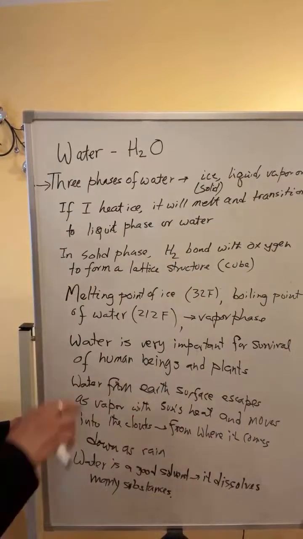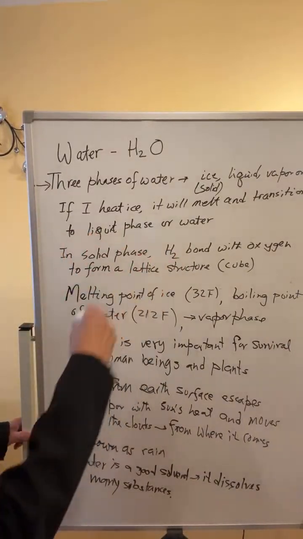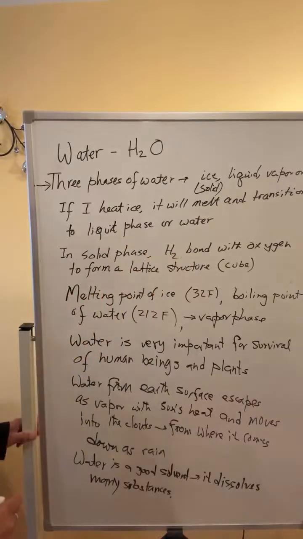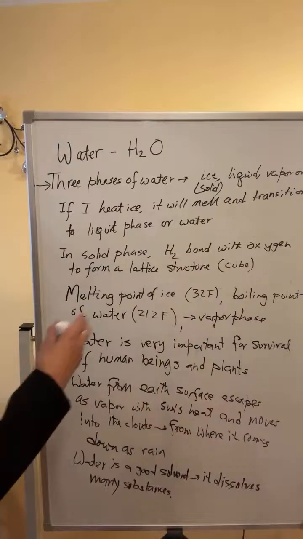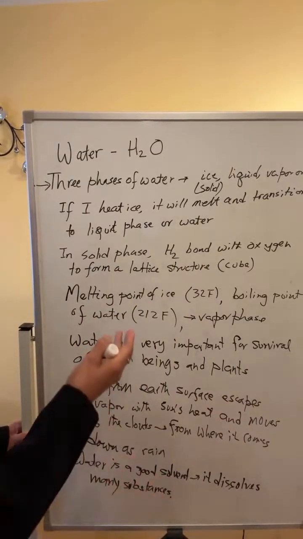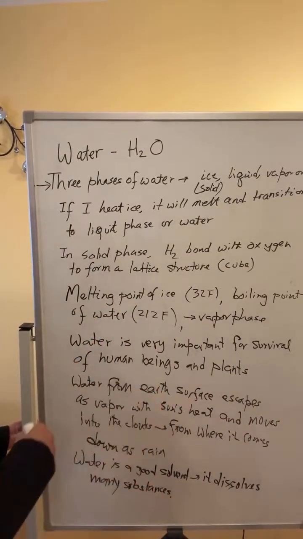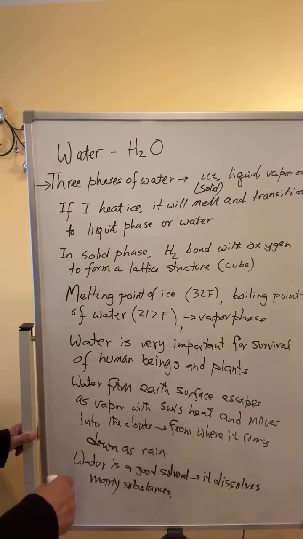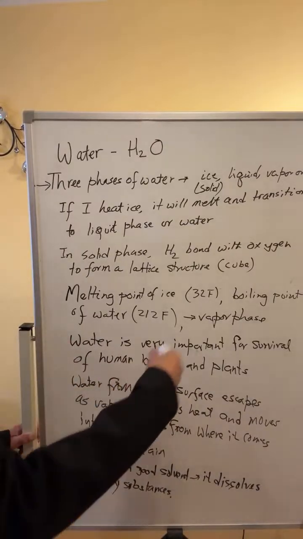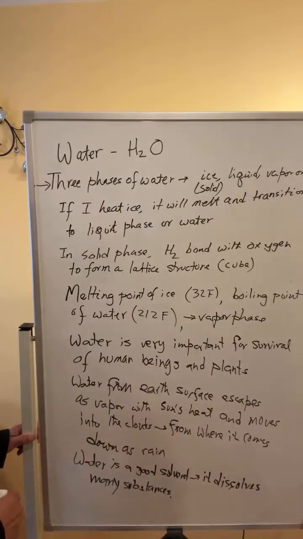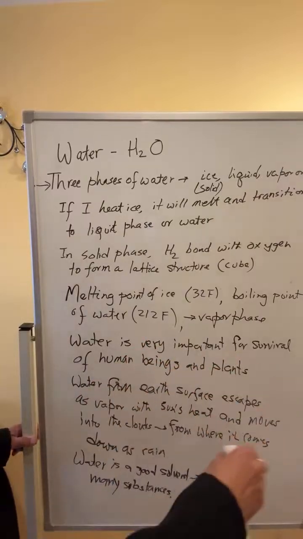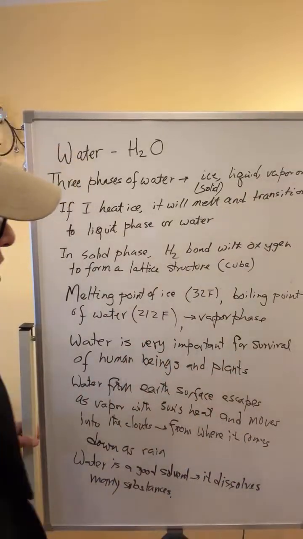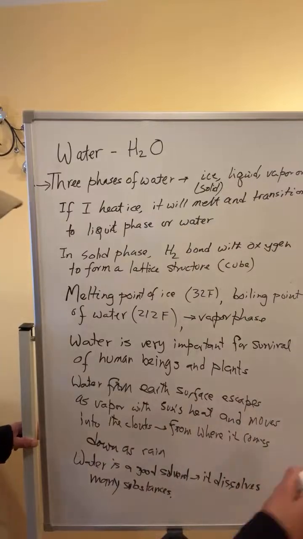In the solid phase, two atoms of hydrogen bond with one atom of oxygen to form a lattice structure. What is a lattice structure, you ask? It's a cube. The melting point of ice, as we know, is 32 degrees F. The boiling point of water is 212 F, where liquid water will escape into the vapor phase. So these are all transition points. The melting point of ice is a transition point from solid to liquid. The boiling point is a transition point from liquid water to the vapor phase.